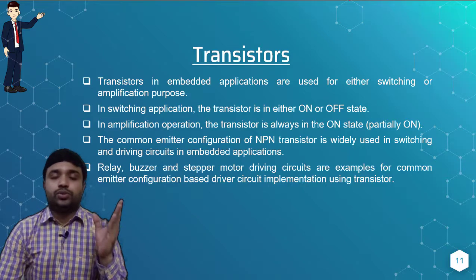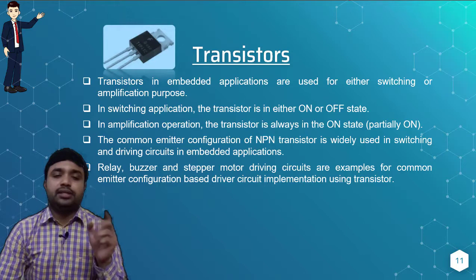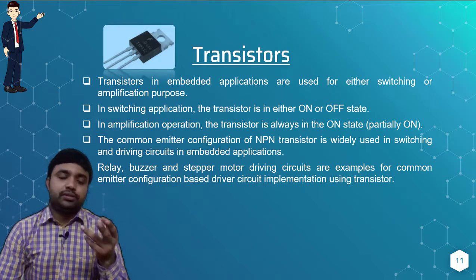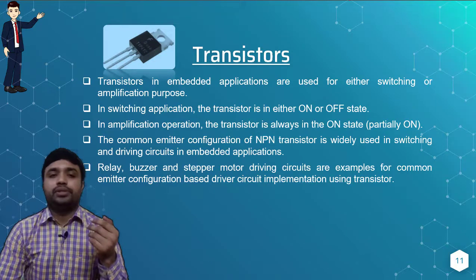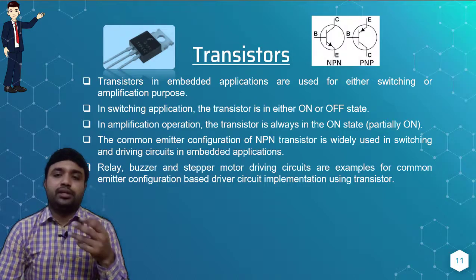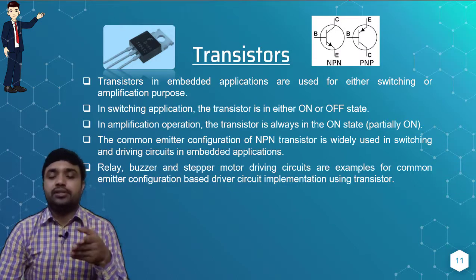Okay, so these are considered to be the examples for common emitter configuration based driver circuit implementation using transistor. And this is the original representation of the transistor, and these are the symbols. The first one is the NPN transistor configuration, that is a common emitter configuration, and the second one is PNP transistor, okay, with common collector configuration.